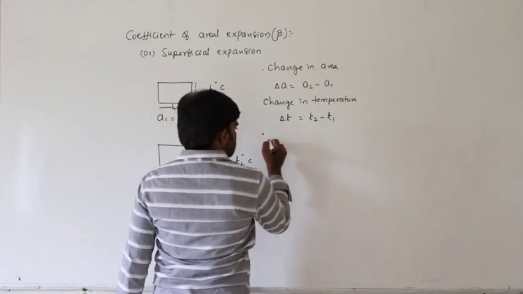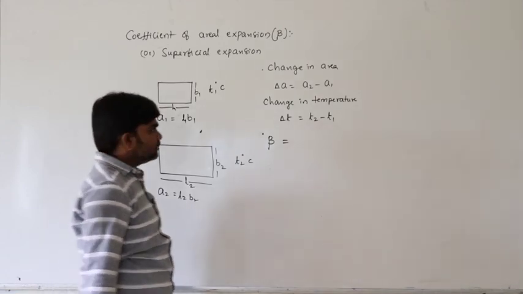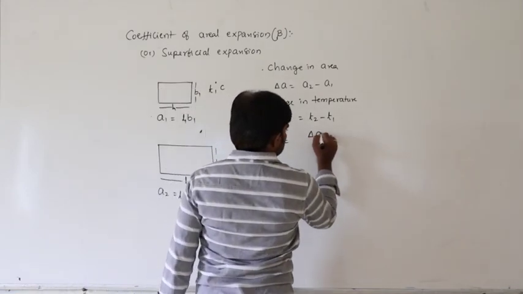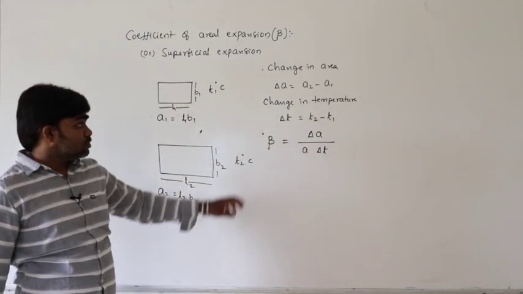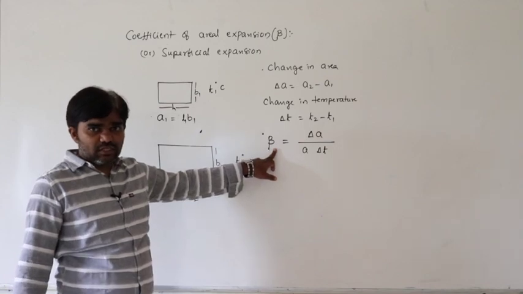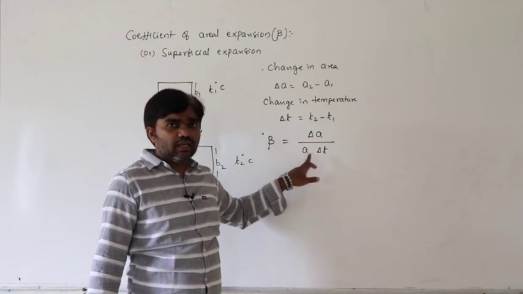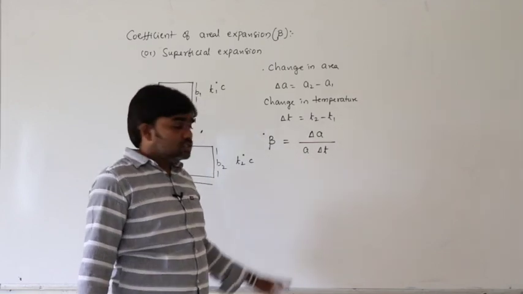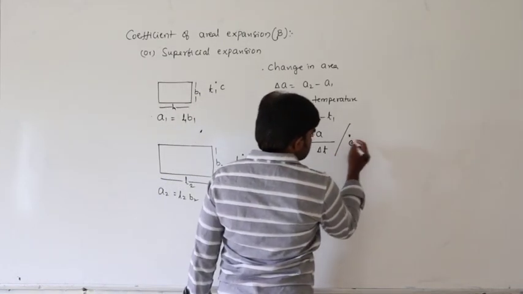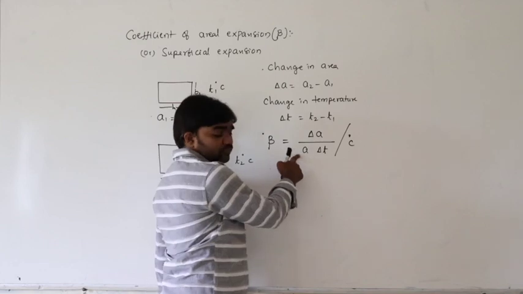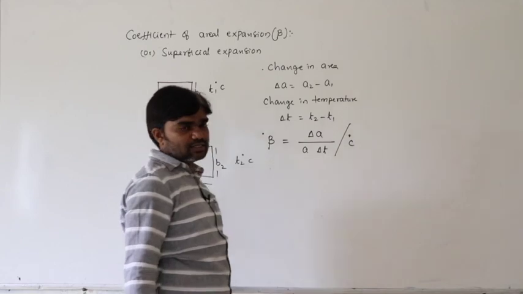Now the coefficient of areal expansion is defined as the ratio of change in area to original area per unit rise in temperature. Its unit is also per degree Celsius, because the unit of area and the unit of area get cancelled, the remaining denominator is temperature, that is why it is per degree Celsius.